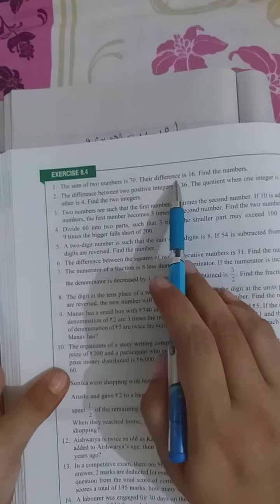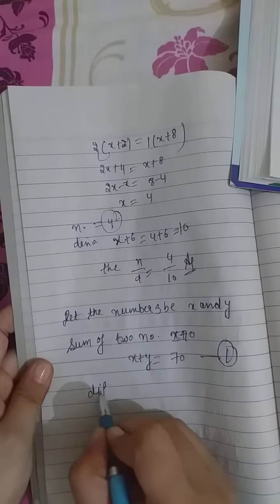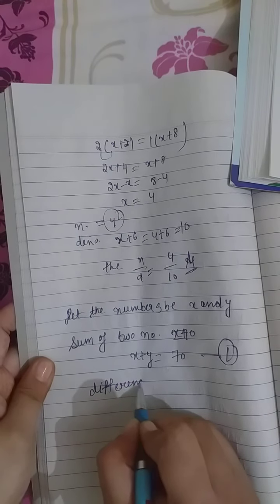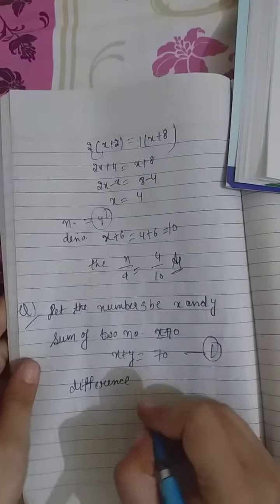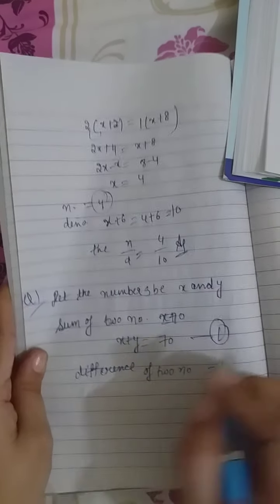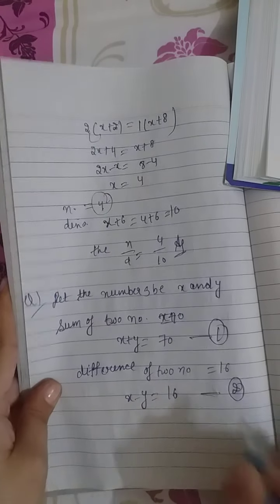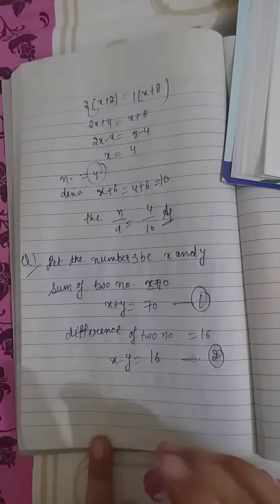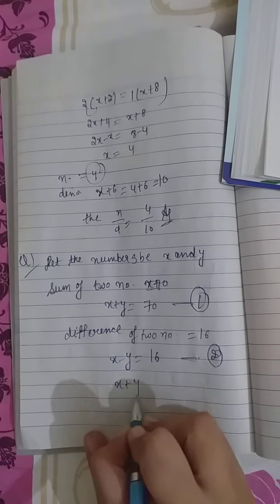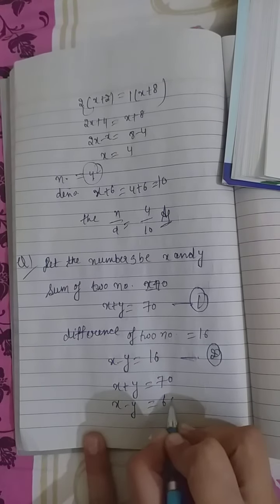And then we are given their difference is 16. That means the difference of the two numbers is equal to 16. That means x minus y is equal to 16. So solving equations 1 and 2: x plus y is equal to 70 and x minus y is equal to 16.